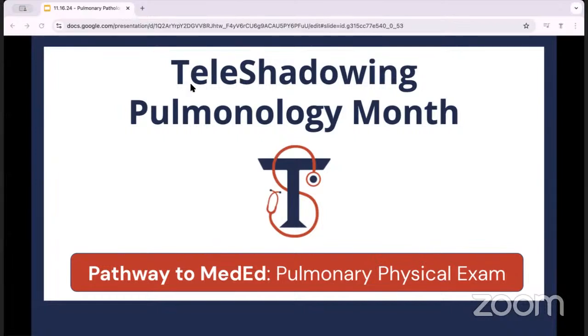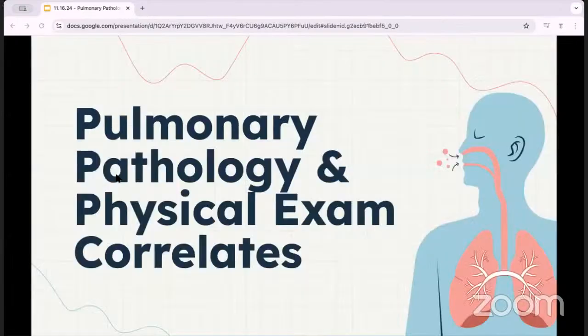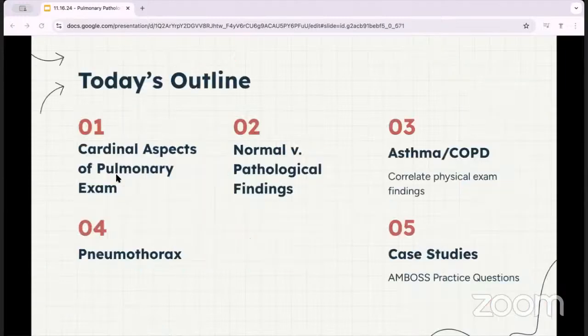Today, we are continuing on our Pulmonary and Critical Care Month, where we're going to be talking about the pulmonary physical exam today. So we're going to actually learn about some physical exam skills, and we'll watch a couple of videos on how to do these things. I learned this recently this semester in medical school, and I'm excited to teach it all to you. So we're going to start off with talking about the cardinal aspects of the pulmonary exam.